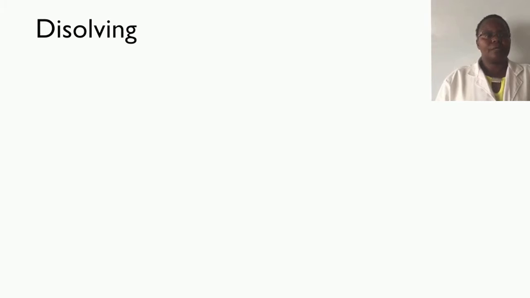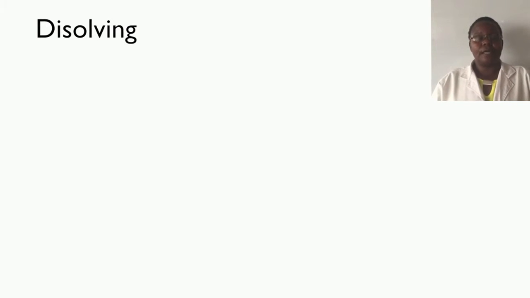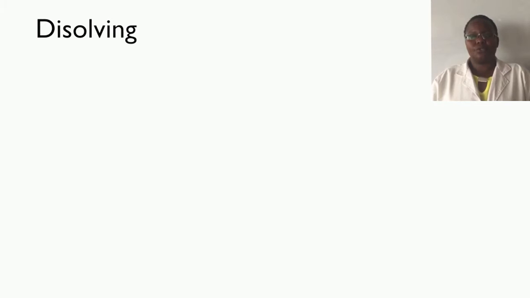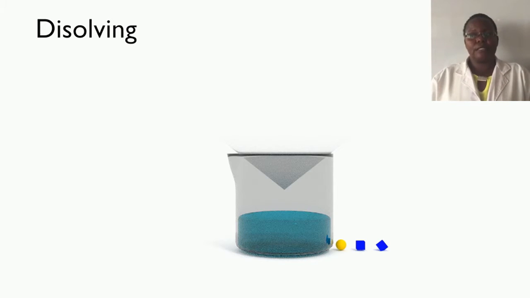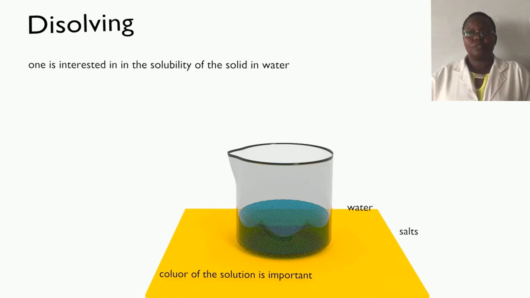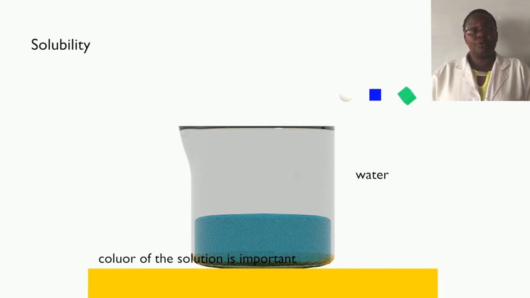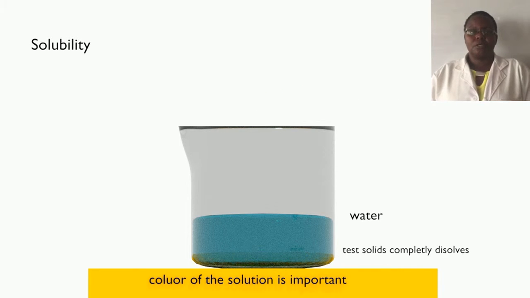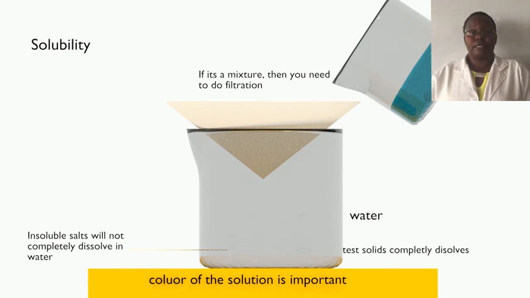The second test when it comes to analyzing an inorganic substance is dissolving. Dissolving is a process where you put a solid in water, and if it is soluble, it forms a solution. If it is insoluble, it forms a suspension that settles at the bottom. Or it may also mean that you have a mixture of a soluble and an insoluble salt. When this happens, you need to filter so that you get the residue and the filtrate.